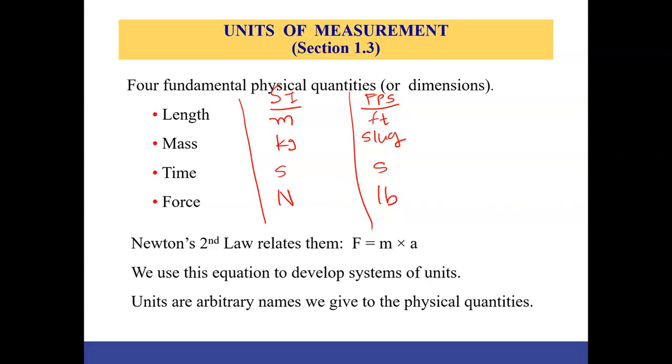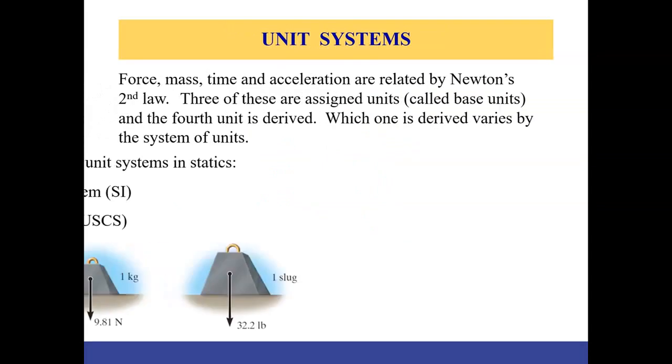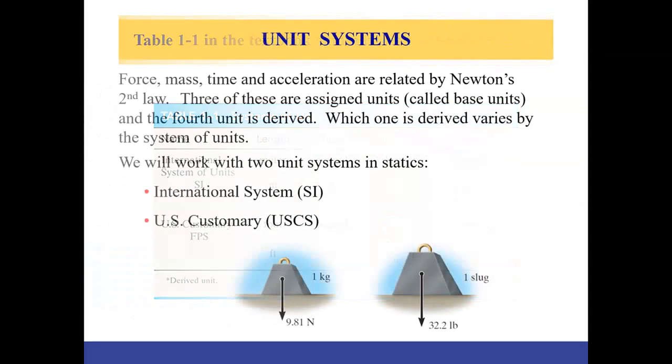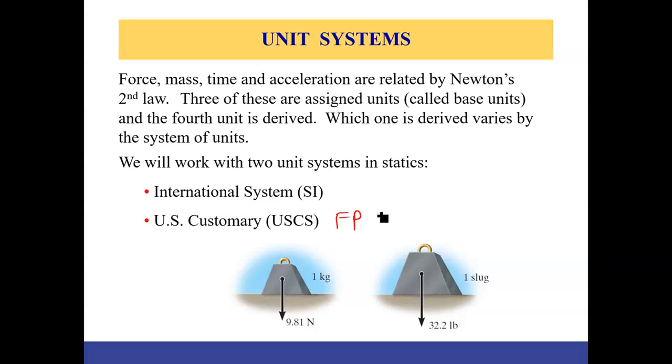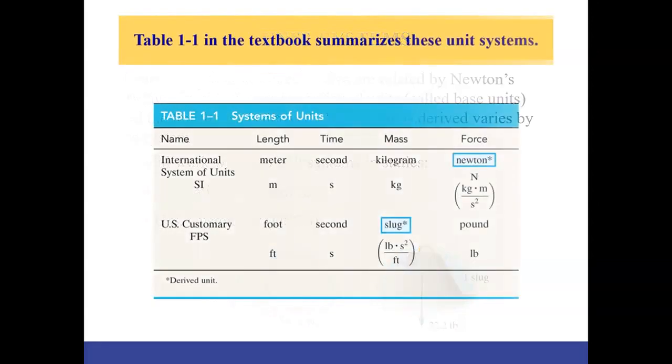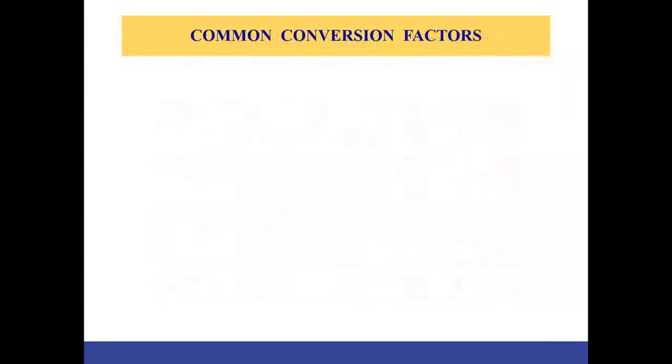So remember that these are fundamental physical quantities. That means that other units are actually derived by combining these units. Okay, so this is what has been explained here: SI system and US customary system, USCS, or you can also call it the foot-pound-second system, or FPS system. And that's the same table about different types of units for SI and FPS system.